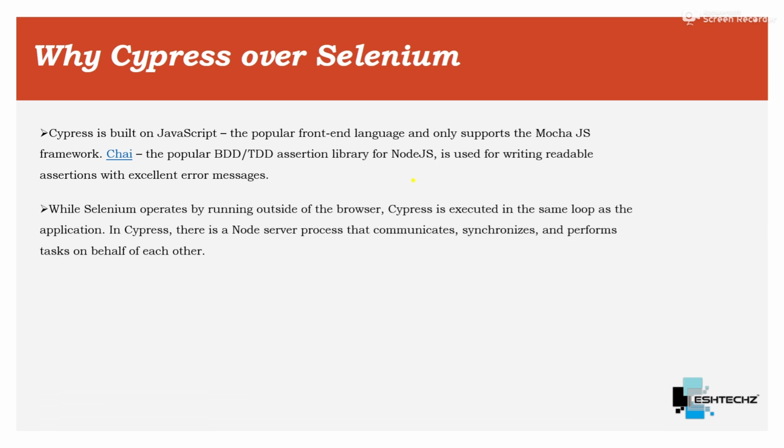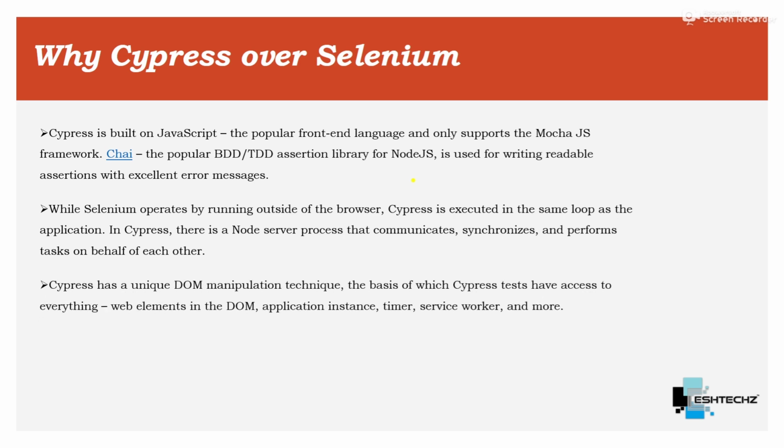While Selenium operates by running outside of the browser, Cypress is executed in the same run loop as the application. In Cypress, there is a Node server or process that communicates, synchronizes, and performs tasks on behalf of each other. Cypress has a unique DOM manipulation technique, on the basis of which Cypress tests have access to everything: web elements in the DOM, application instance, timers, service workers, and more.